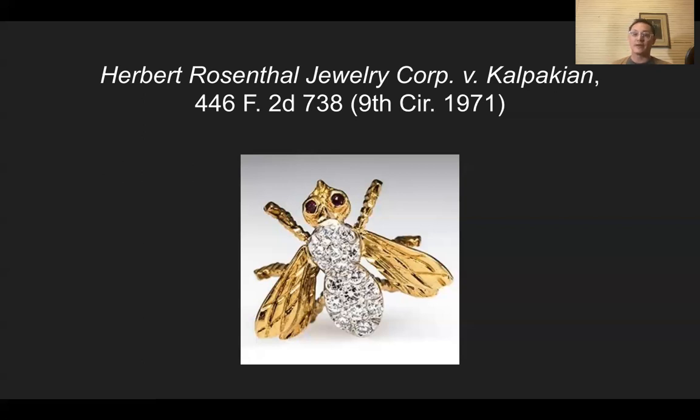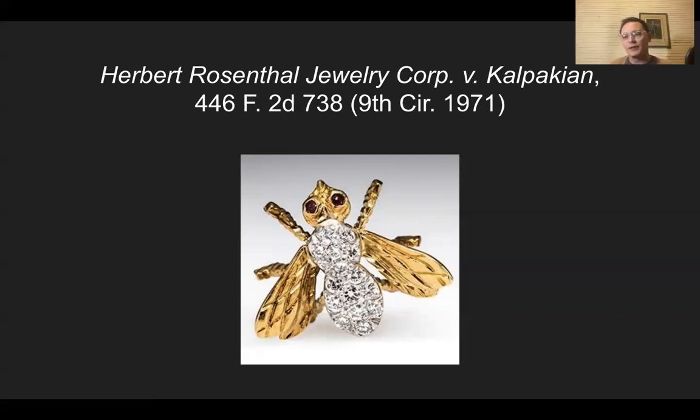Rather, they were complaining that Kalpakian was creating similar bee-shaped brooches that were sufficiently close that people might see them as acceptable substitutes, maybe, even though they weren't identical and they weren't confused about where they were coming from. So we can start to see some sort of overlap between copyright and trademark here. Once again, really the dispute is about competition, not so much about copying, because we don't see literal copying. We see copying of the idea that enables competition in the marketplace.